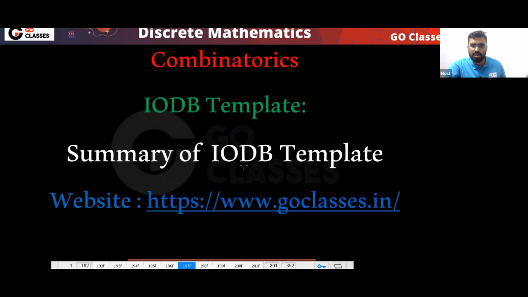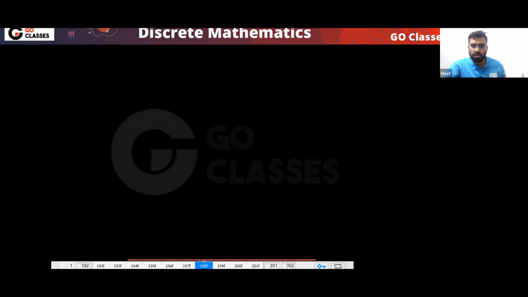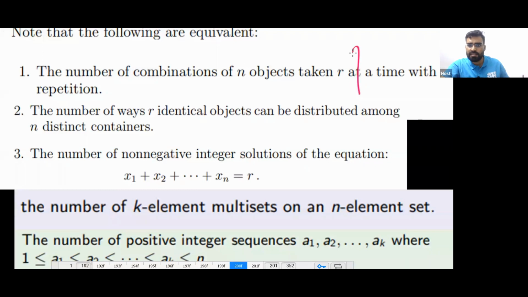Okay, summary. This is the summary of IODB templates. All the IODB templates we have seen. Did you understand? Just tell me. I can promise you one thing: today's class, these variations and this explanation, you will not find all of them in one book. I have taken them from different resources, and only these 5 IODB problems are possible.